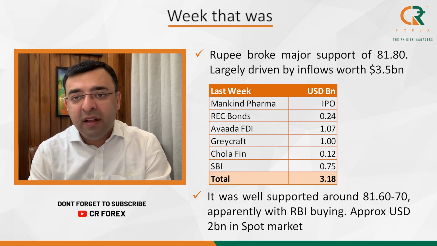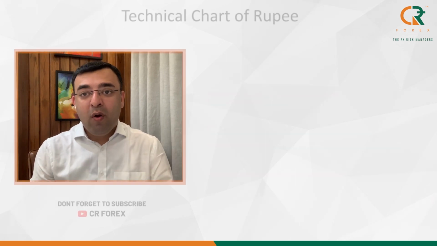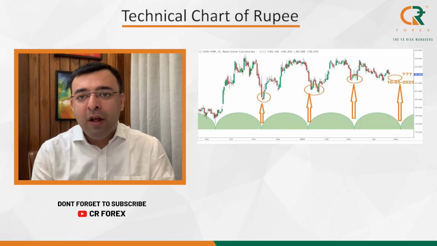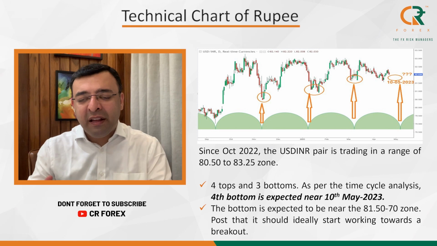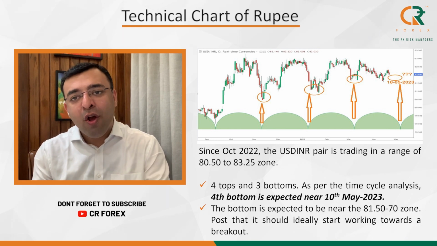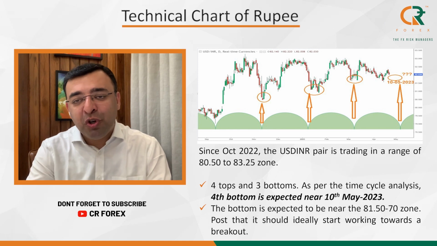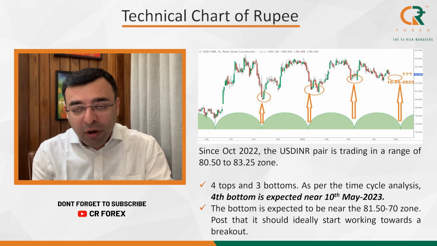Now the question is where the pair is heading. Let us analyze that. Now let me show you an interesting chart. If you see the chart, the rupee has been moving in a range between 80.50 on the lower side and 83.25 on the higher side from October onwards. The chart is telling you a story that it has made 4 tops and 3 bottoms.